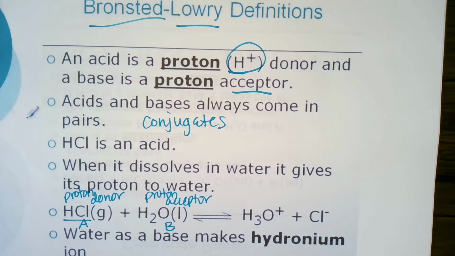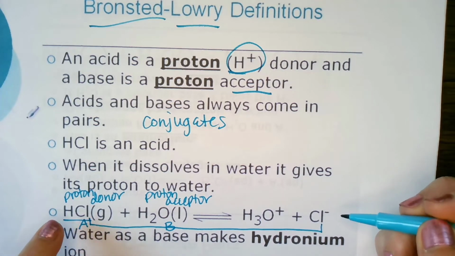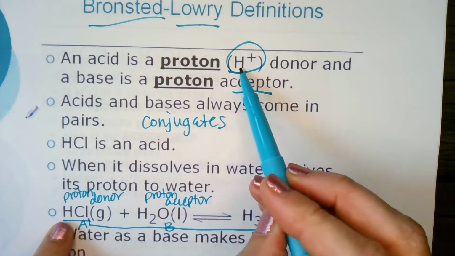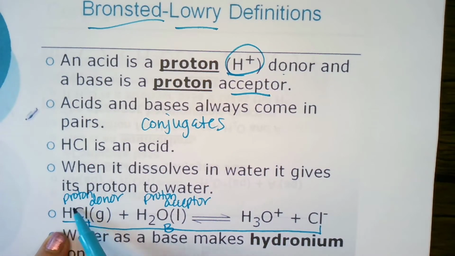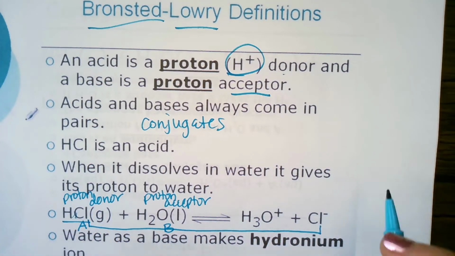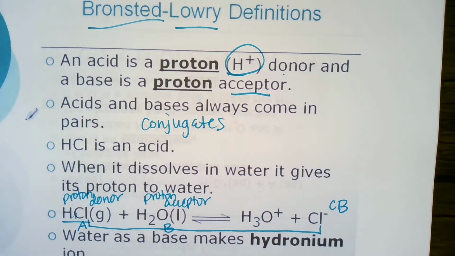The conjugate of the acid only differs by a hydrogen ion. So if HCl is an acid, it produces its conjugate base. And see, HCl, Cl. There is a difference: it has an acid that has lost its hydrogen, so its conjugate base is chloride. See, conjugate base.